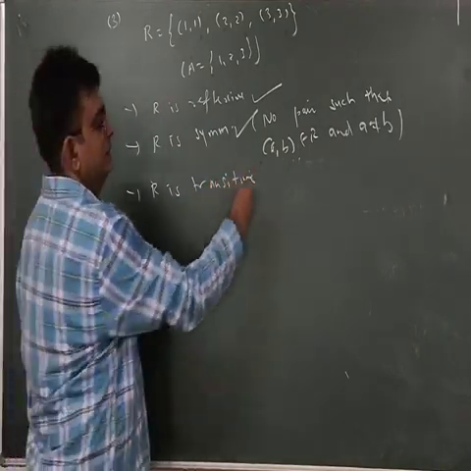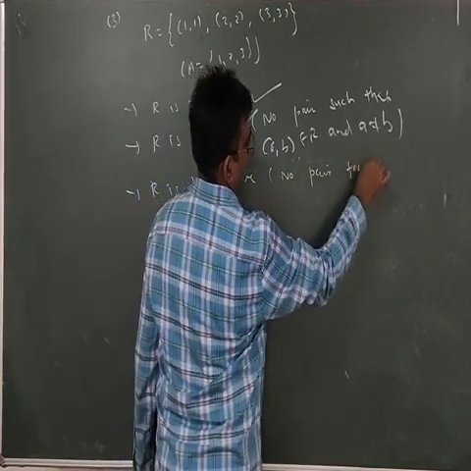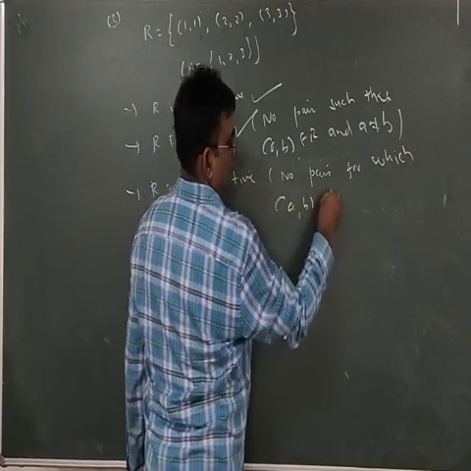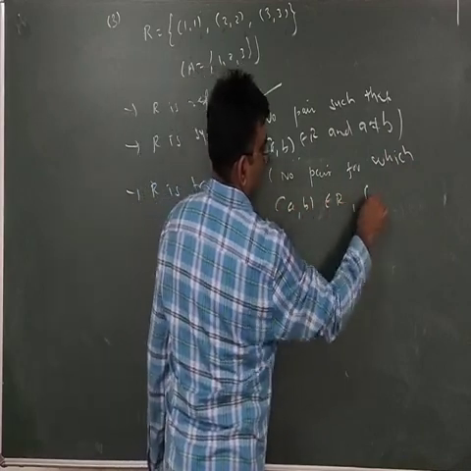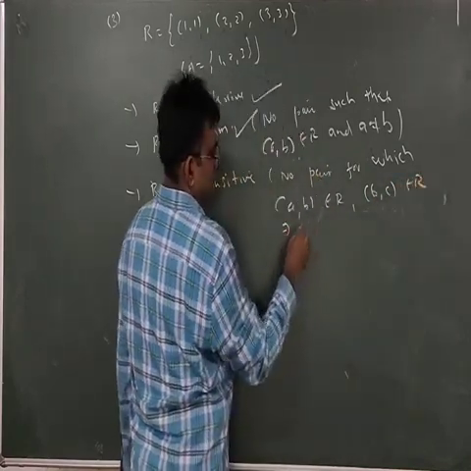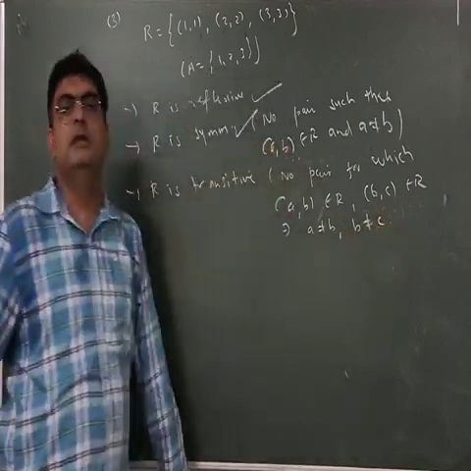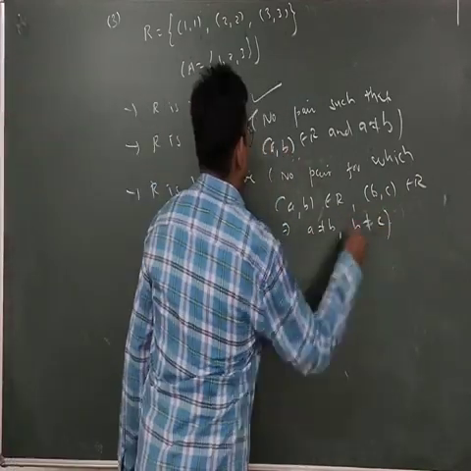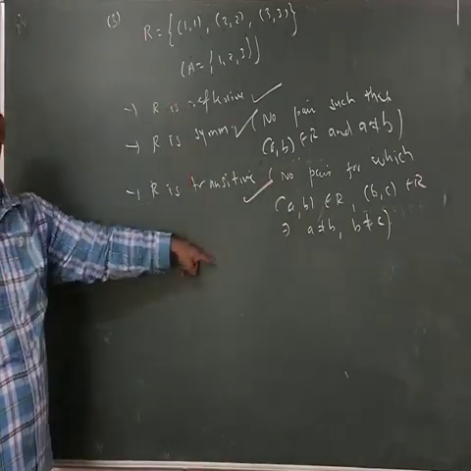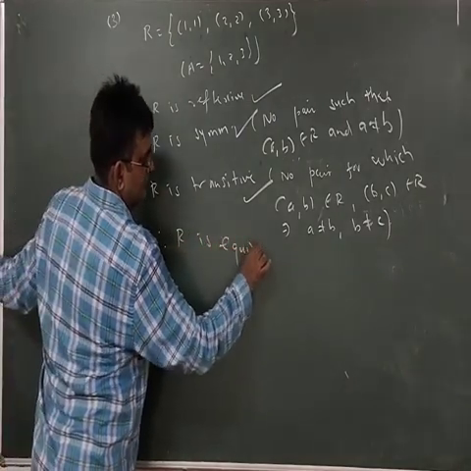because there is no pair for which (a, b) belongs to R and (b, c) belongs to R, such that a is not equal to b and b is not equal to c. So automatically it is transitive. So this relation satisfies all the three conditions: reflexive, symmetric and transitive. Therefore R is an equivalence relation.